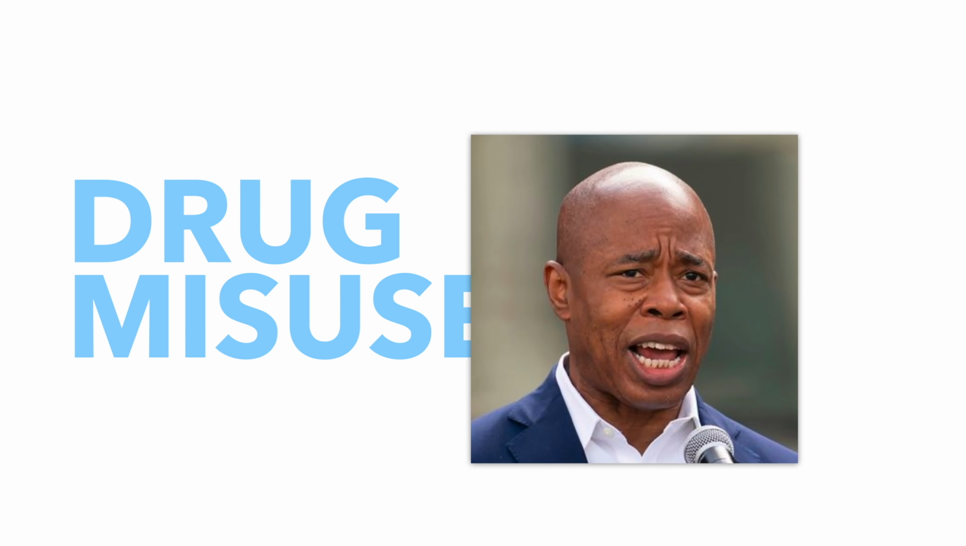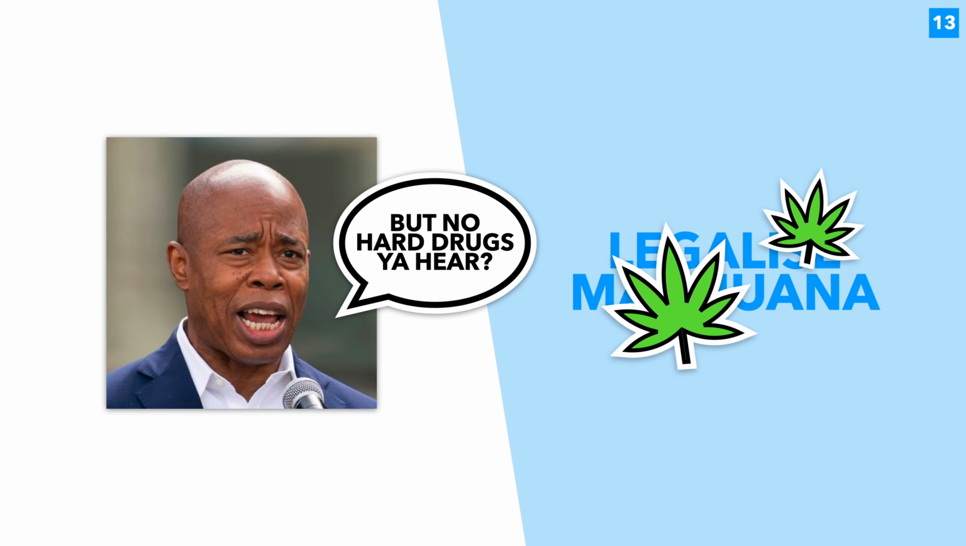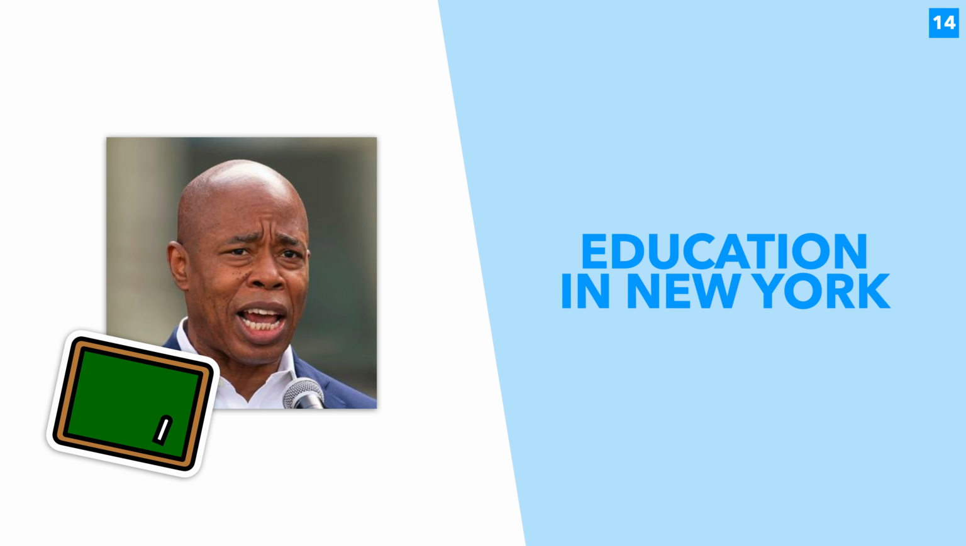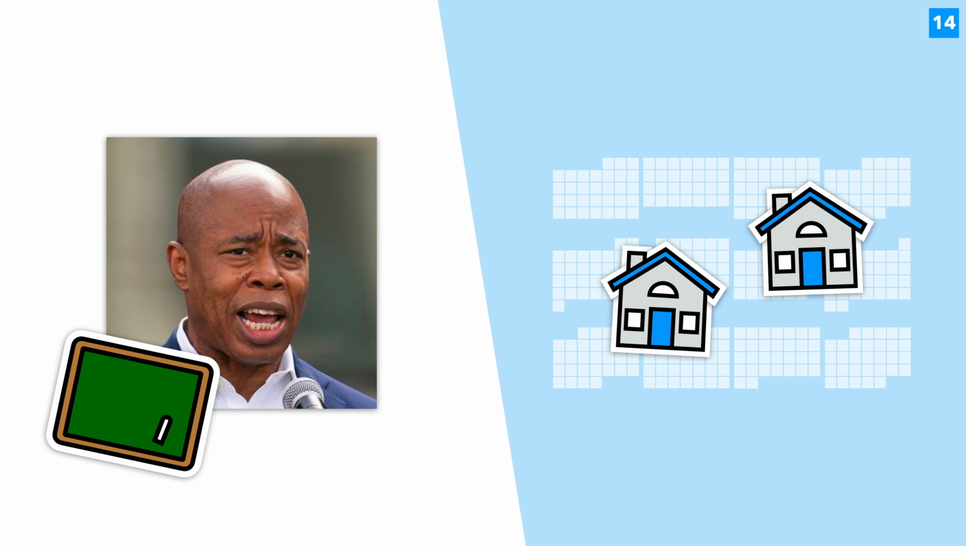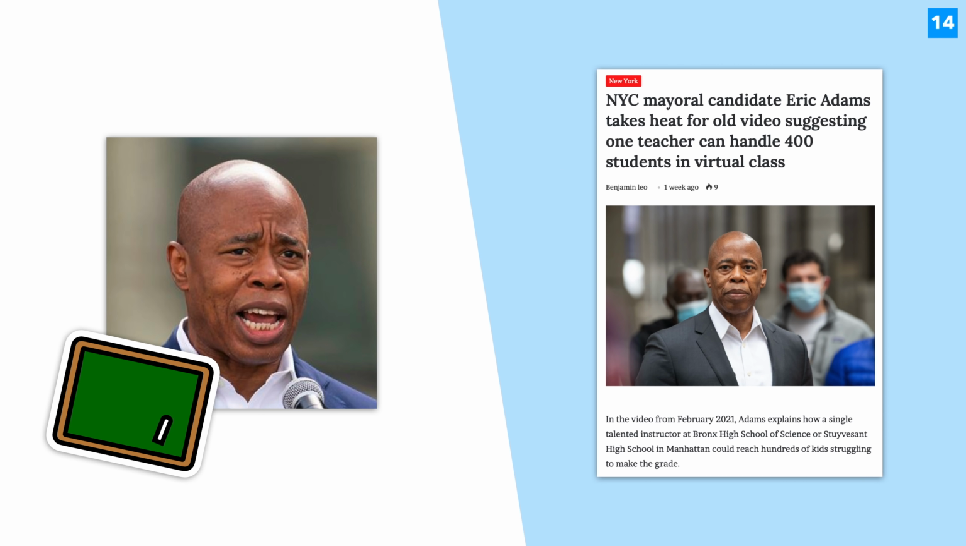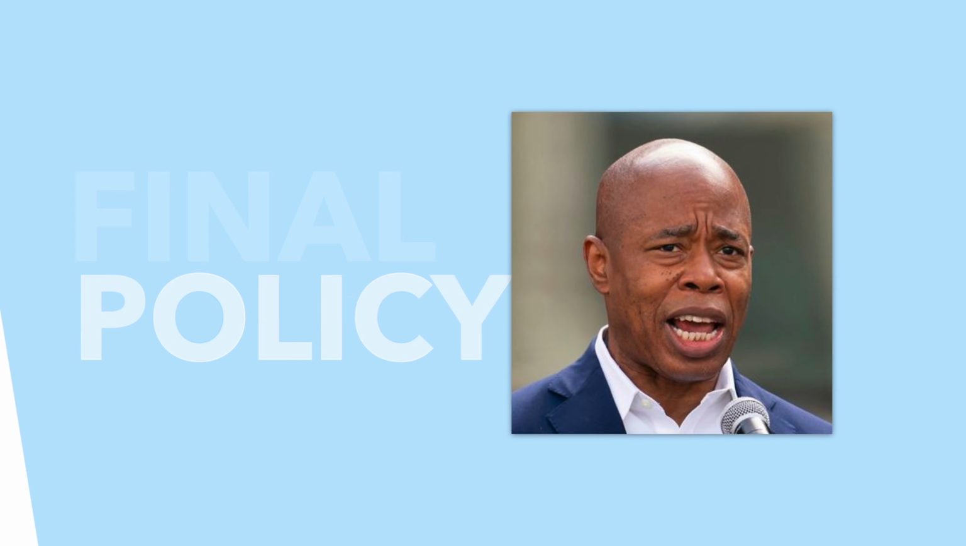On drugs, Adams supports the legalization of marijuana, but not other hard drugs. On education, Adams supports having an all-year-round school year, facilitated by remote learning. Originally, he proposed online classes with 300 to 400 students, and then clarified he meant 30 to 40. The last policy we'll mention is his housing policy.